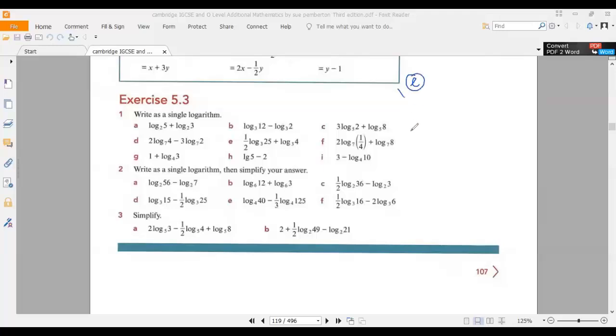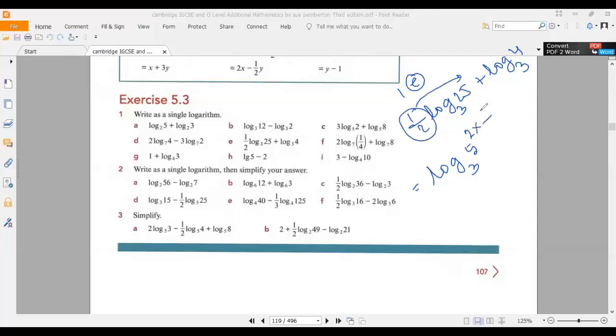Now, number 1e. Number 1e says 1 by 2 log base 3 of 25 plus log base 3 of 4. So 25 represents 5 squared, and the half will go here, so 2 multiplied by 1 by 2 gives 5, plus log base 3 of 4. Both bases are the same, so by using the formula, the plus will be converted as multiplication, and that is it. So the final answer should be log base 3 of 20. That is the single logarithm of this problem.